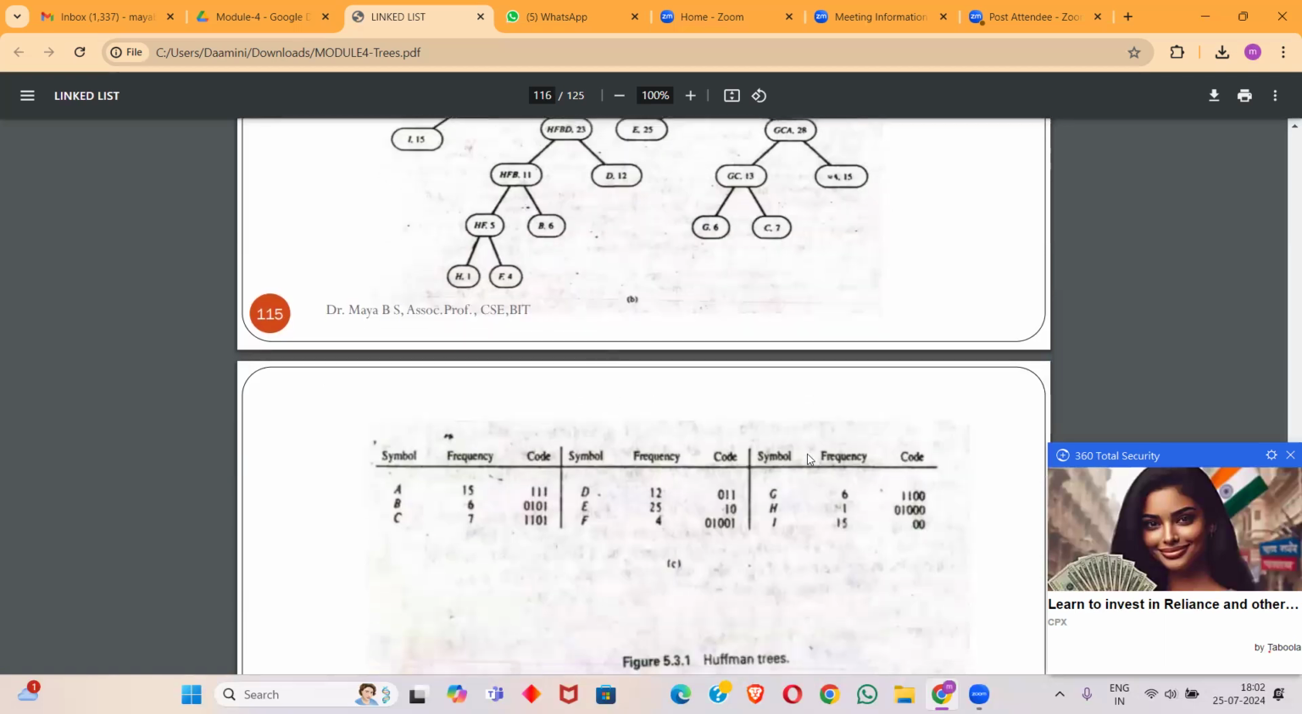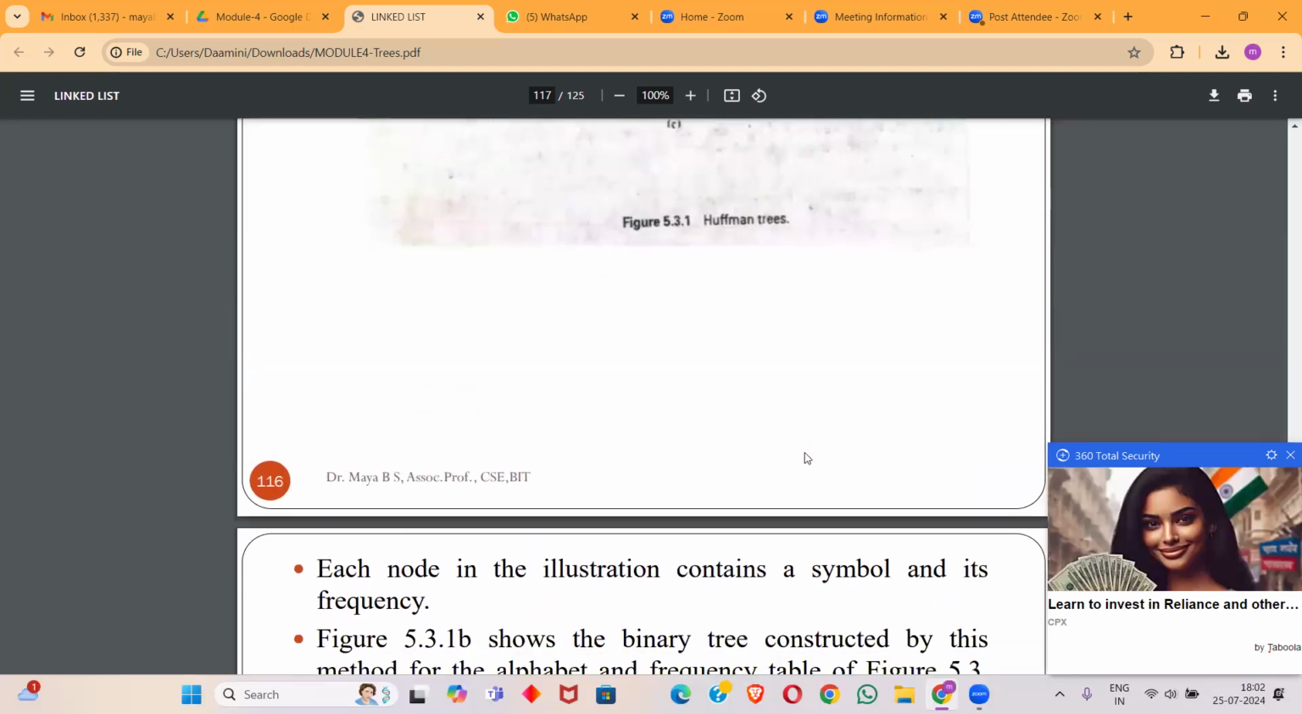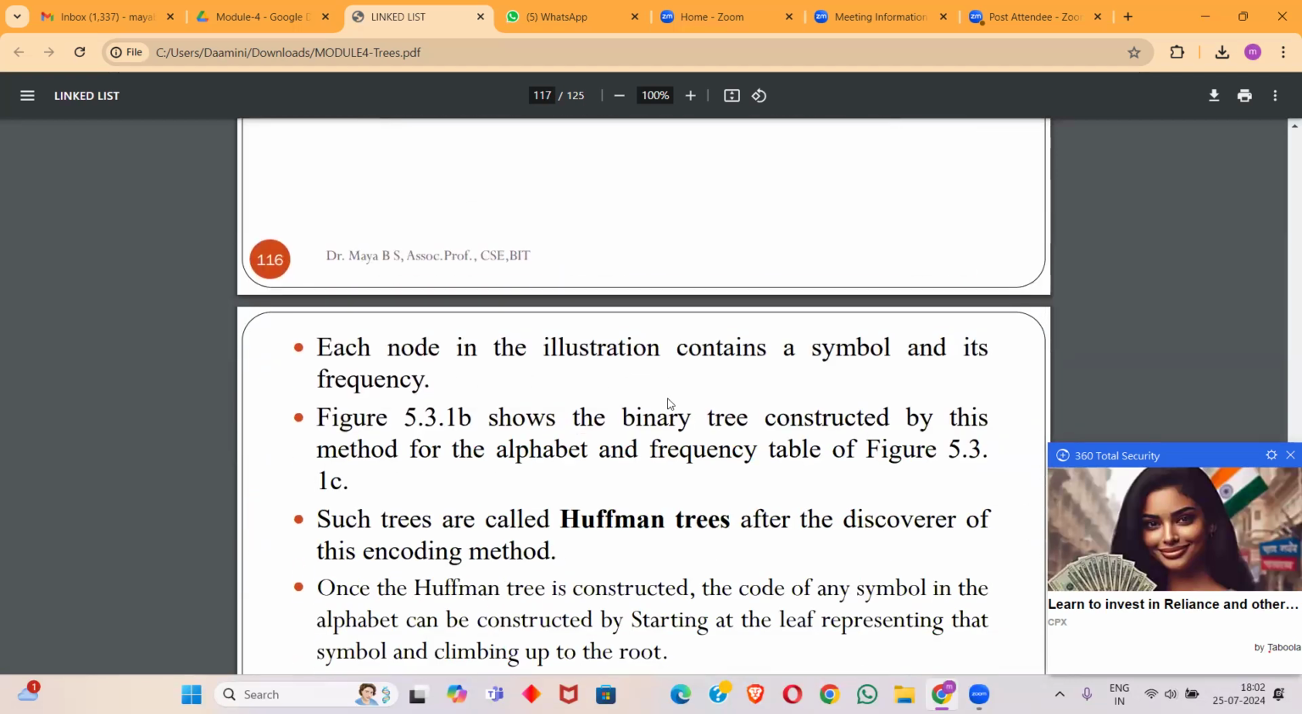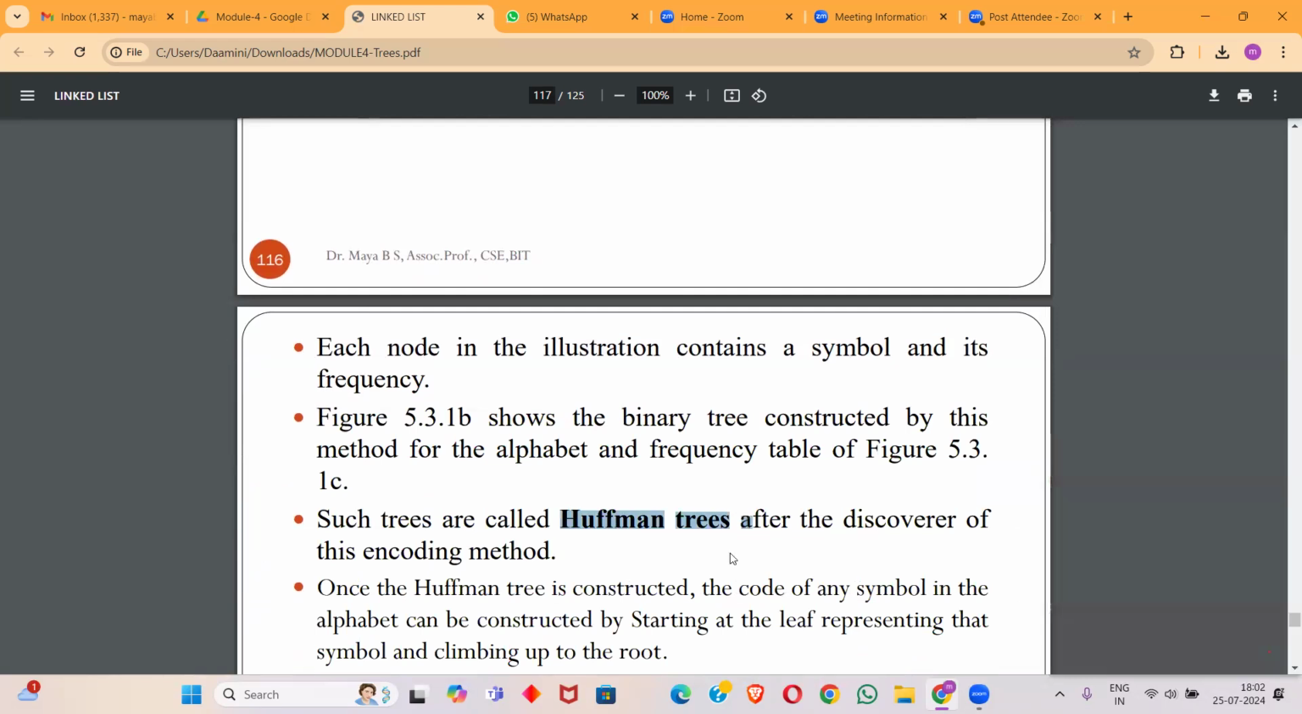So overall, the Huffman algorithm says you need to construct a binary tree by using the method for the alphabet, using the frequency table. See, that tree is called a Huffman tree. A binary tree constructed by the method for alphabets, because we have the symbols and the frequencies. Using that, we construct what we call a Huffman tree.